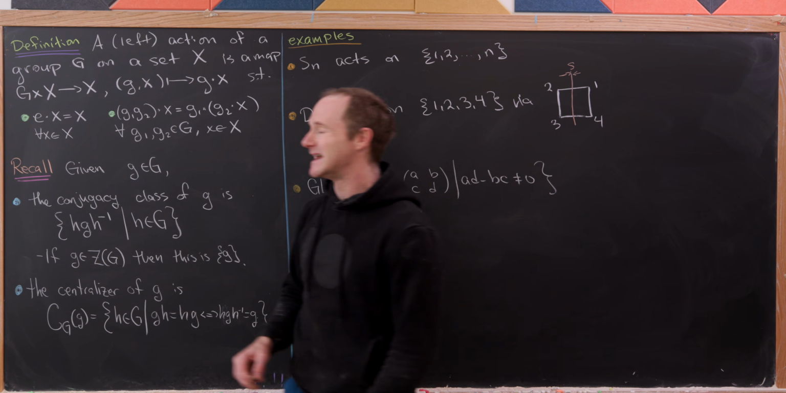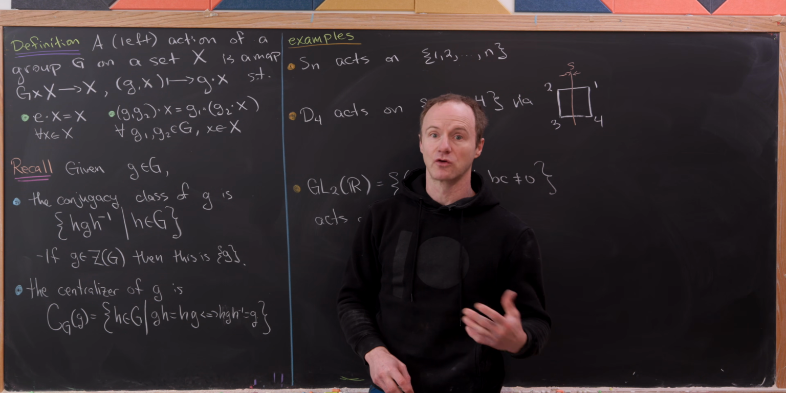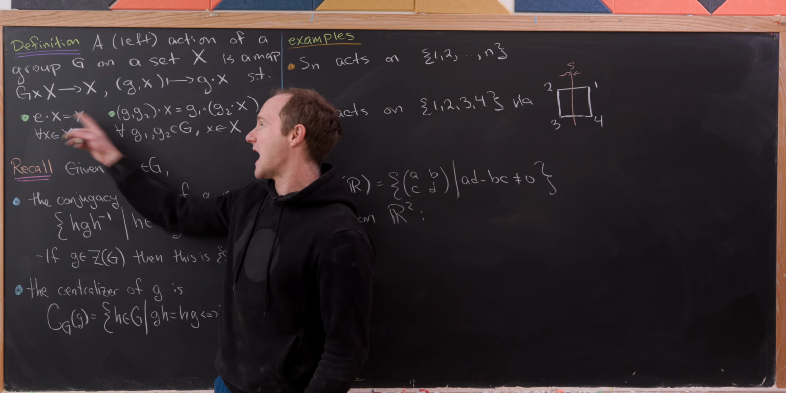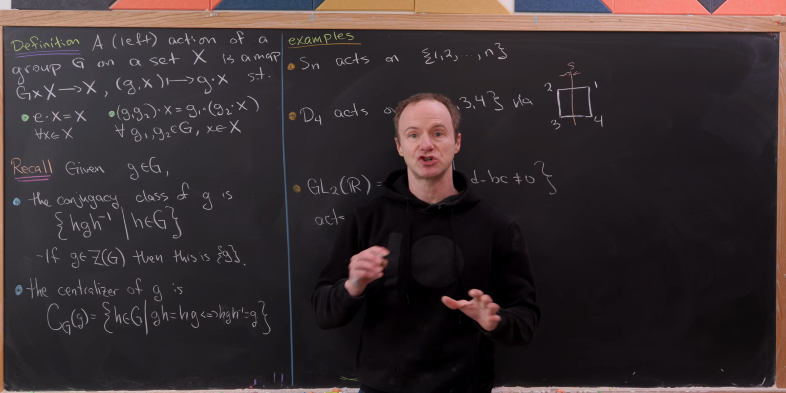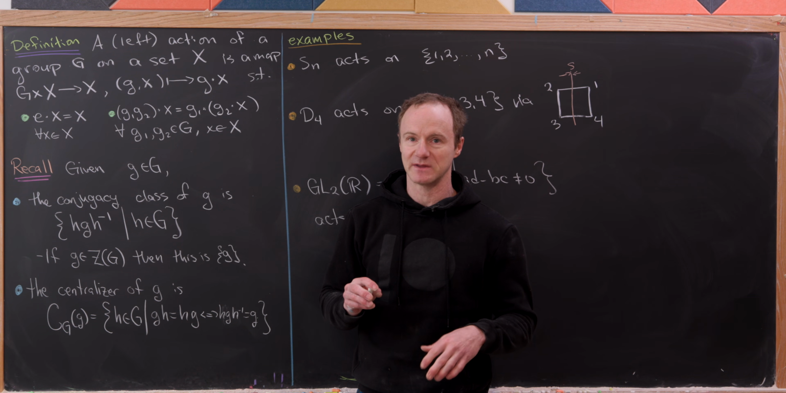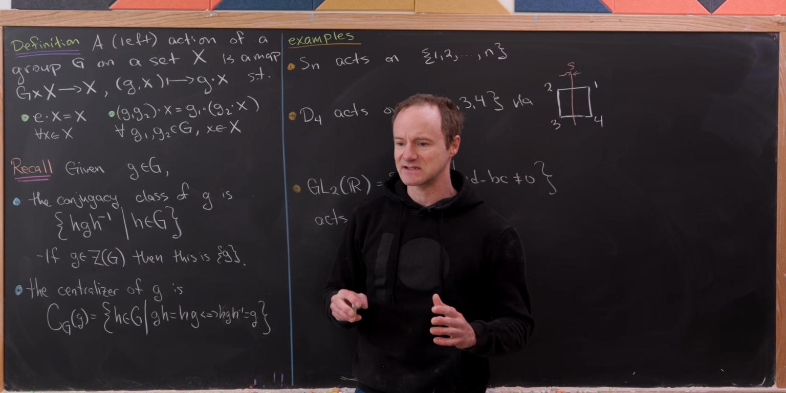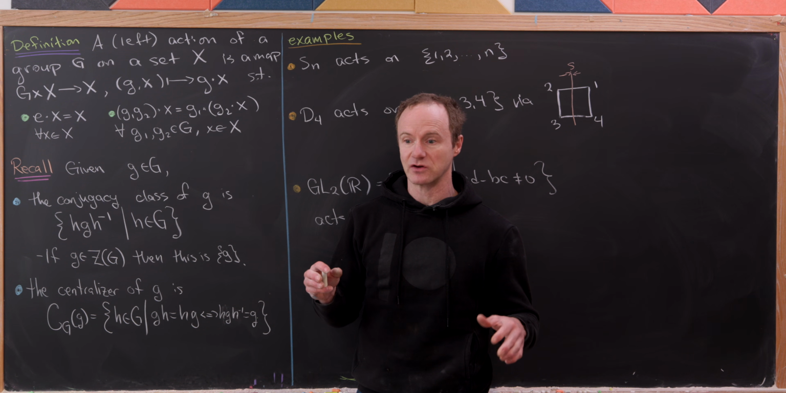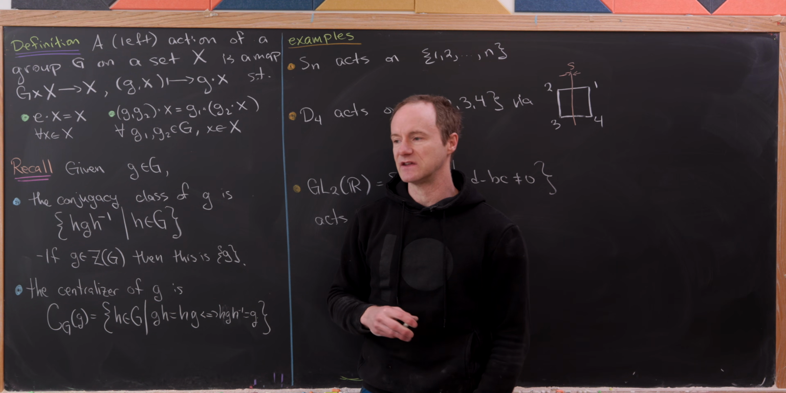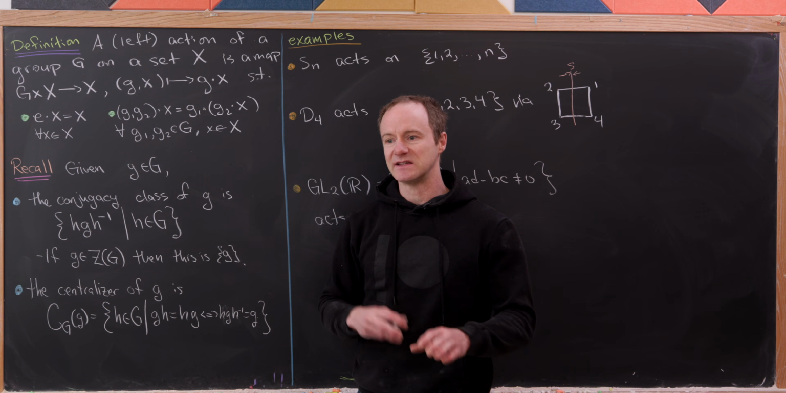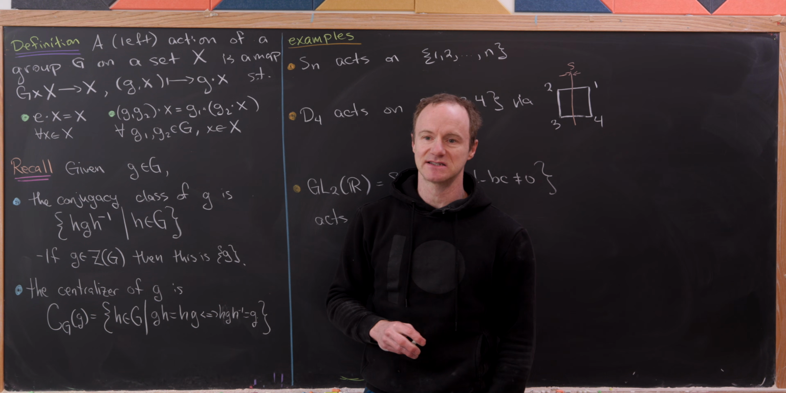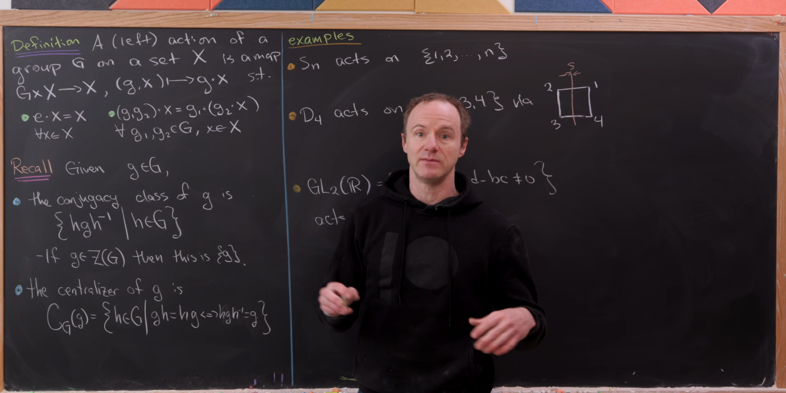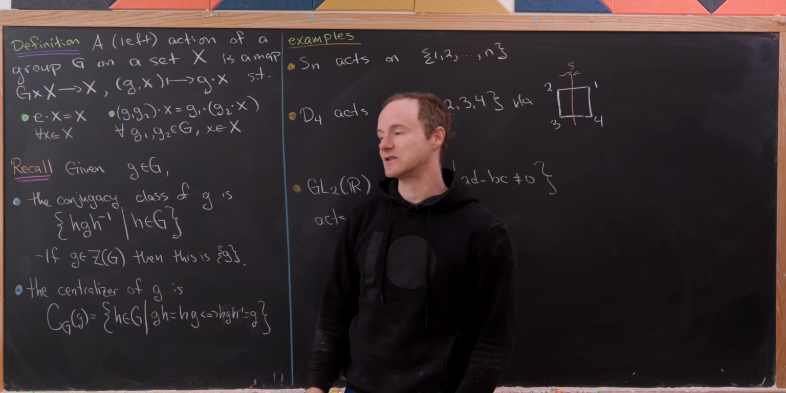If you take the identity element from the group and act on any element from the set, you should not change that element from the set. I think that kind of makes sense. The identity element of the group doesn't do anything inside of the group. That's the definition of the identity. And so if it is naturally acting on a set, it should also not change the set either.